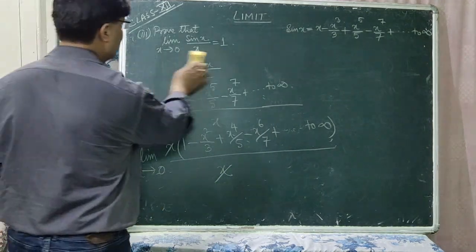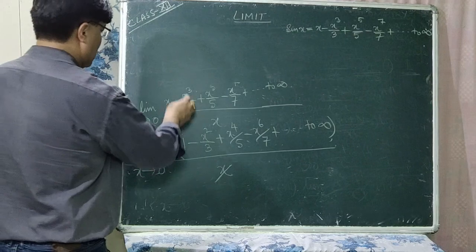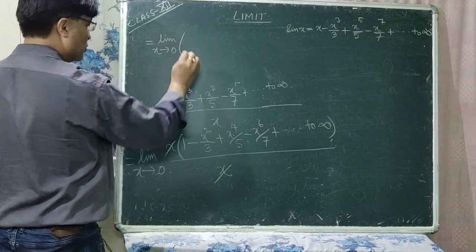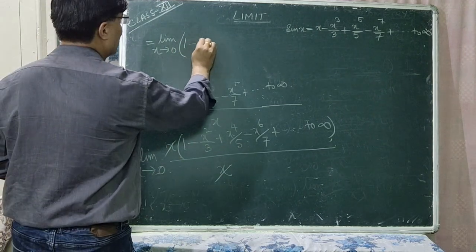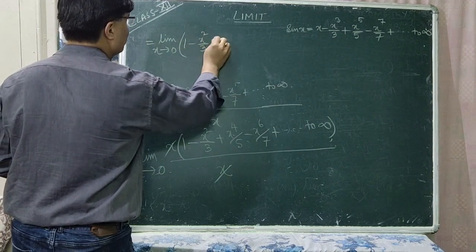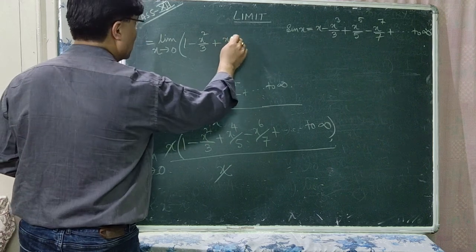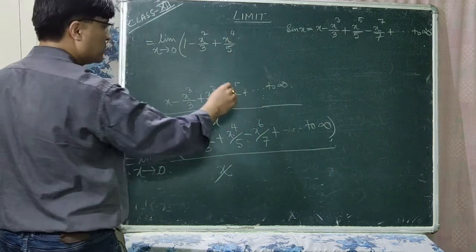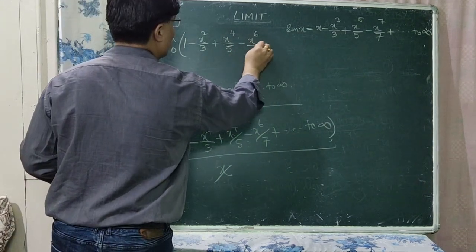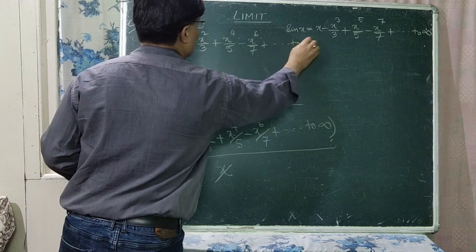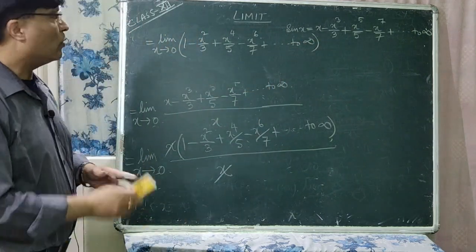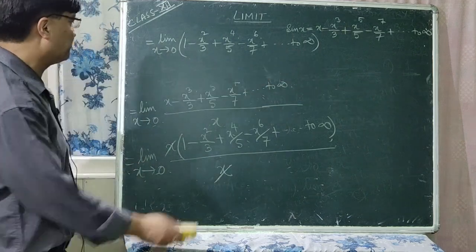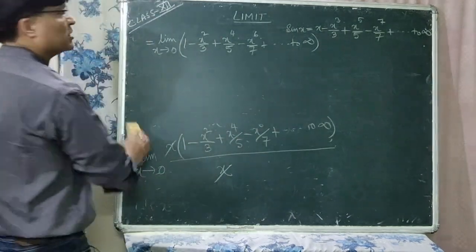Now in the next step, which is equal to, what are the remaining terms now? Limit x tends to 0, so within the bracket what do we have? 1 minus x square by 3 plus x to the power 4 by 5, then comes minus x to the power 6 by 7 plus dot dot dot, it goes up to infinity. All the terms after the first term will be terms containing x. Okay, now we can put x is equal to 0.